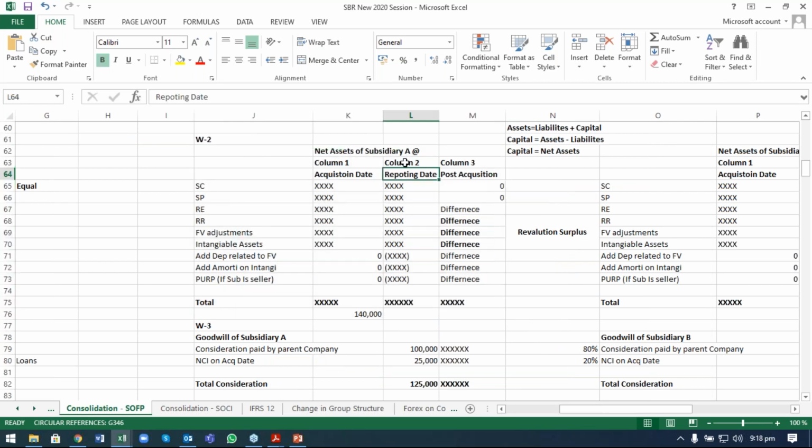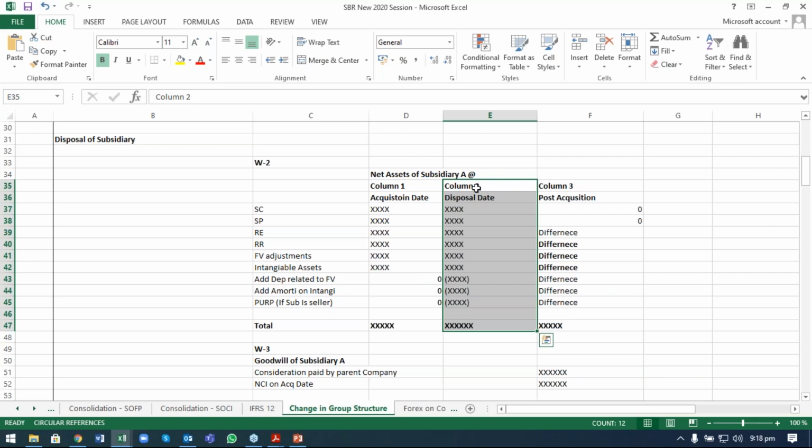This column 2 relates to the acquisition date or the reporting date. This provides the net assets of subsidiary at reporting date. But once you are disposing of a subsidiary, this column actually relates to the workings related to the disposal date, right? So this disposal date always works over here. So this total should be accounted for. You have to calculate net assets of subsidiary at disposal date.